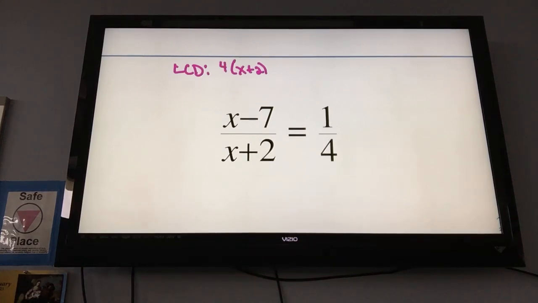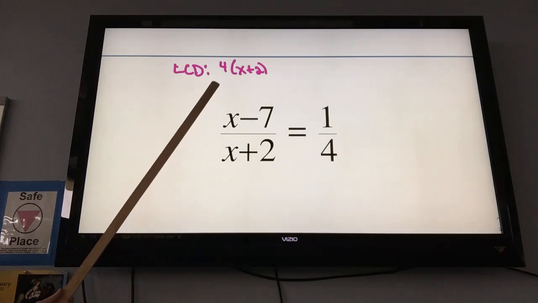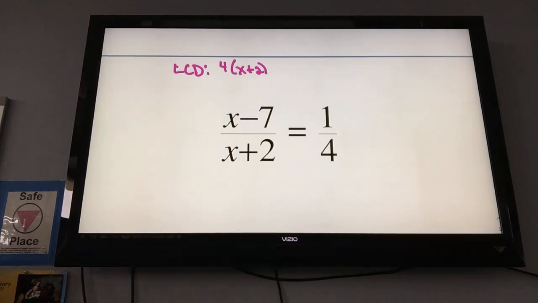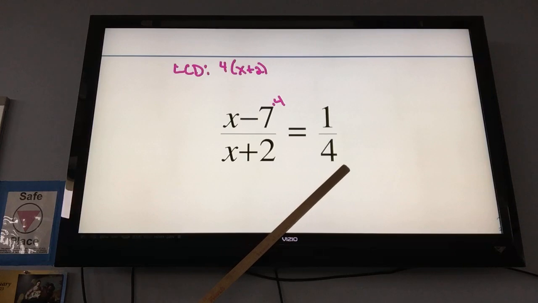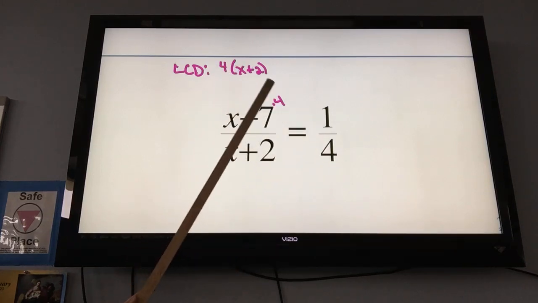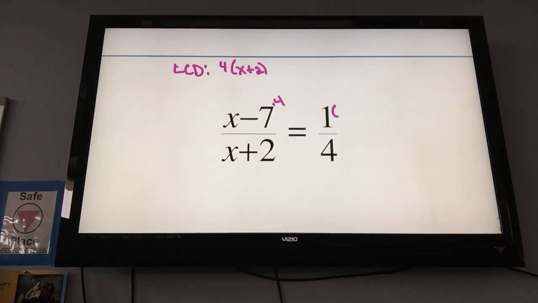So instead of writing the entire LCD, we're going to do like we did when we added and subtracted, and we're going to compare. And we're going to say, okay, this denominator compared to the LCD is missing the 4. So I'm just going to write the 4 there. This denominator compared to the LCD is missing the x plus 2. So I'm only going to write the x plus 2 there.